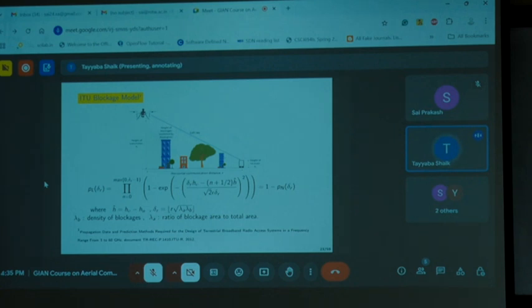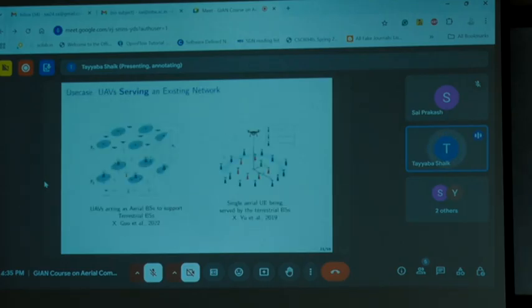To mitigate that, people have used a different model which is more mathematically tractable, the ball model. People say that if the links are within a certain radius, say capital R here, all those links will be line of sight, and everything after that will be non-line of sight. So all the users outside this disk will experience non-line of sight with the UAV, and all the users within this disk will experience line of sight. This is a fairly simple model to implement in a mathematical sense, and to gain more insights.